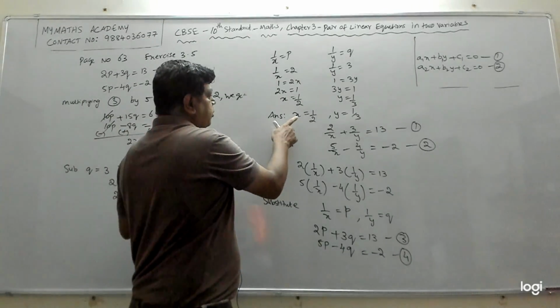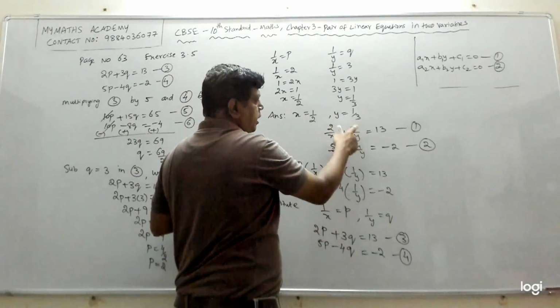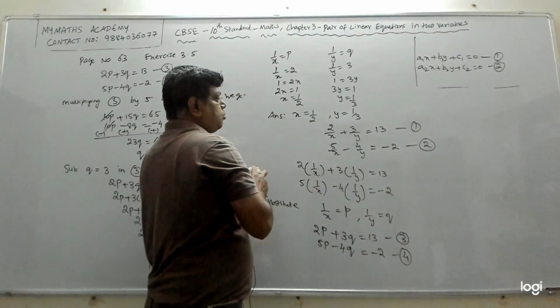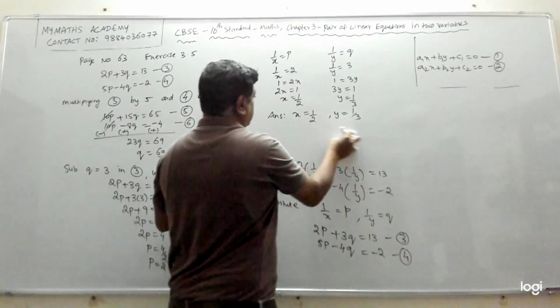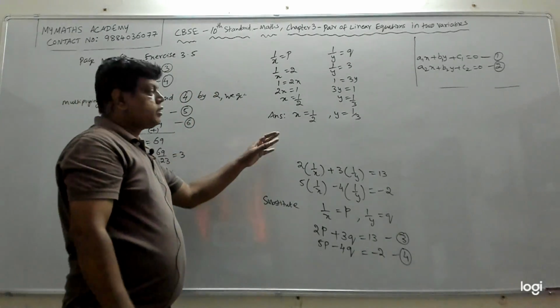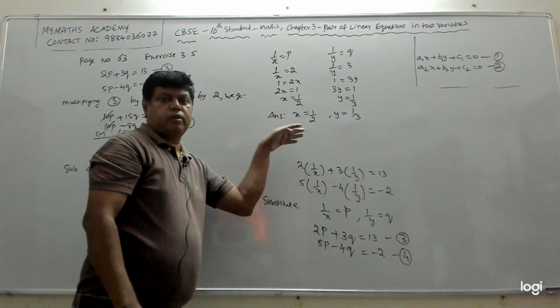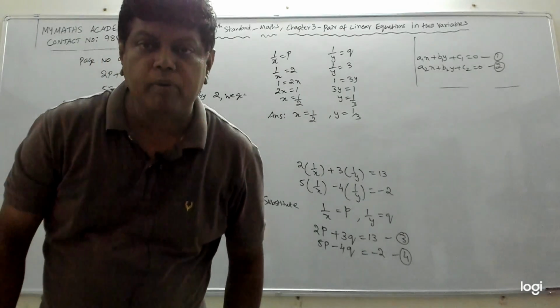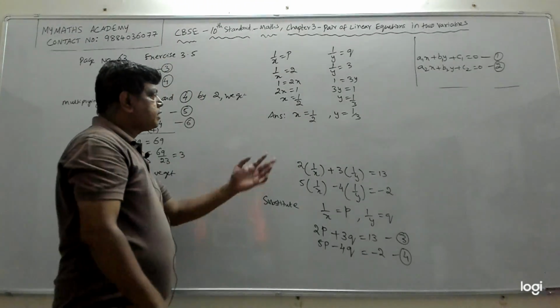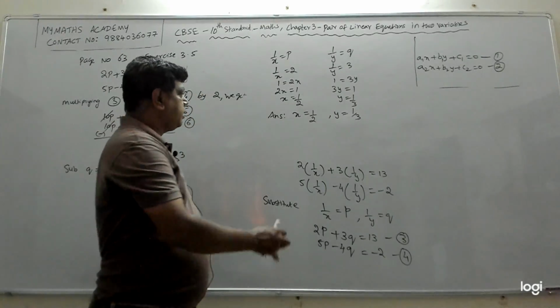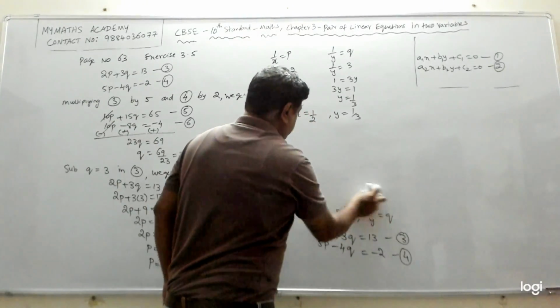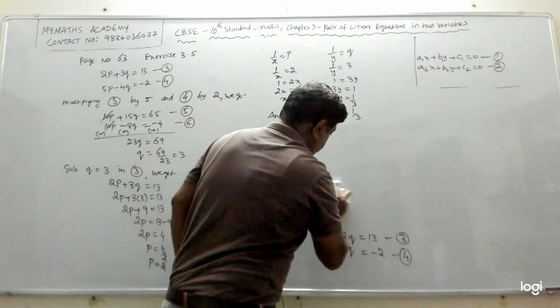Clear? Now if you substitute x is equal to 1 by 2 and y is equal to 1 by 3 here, you will get 13 and minus 2. Fine. That you can check as a verification if you want, but that is not a required step. Here the problem ends. Clear? So x is 1 by 2, y is 1 by 3. Clear? So I will stop here.